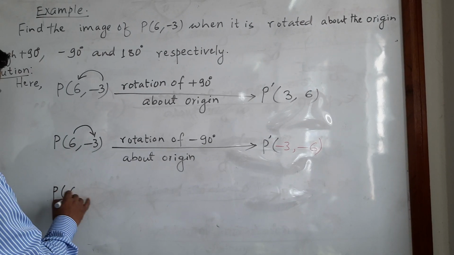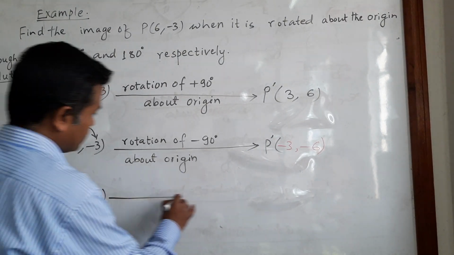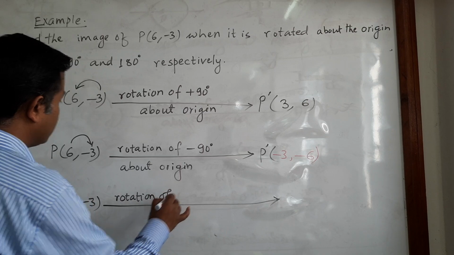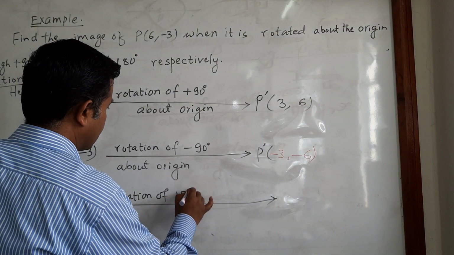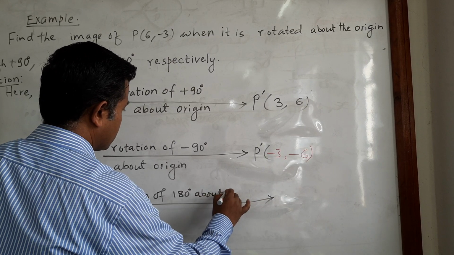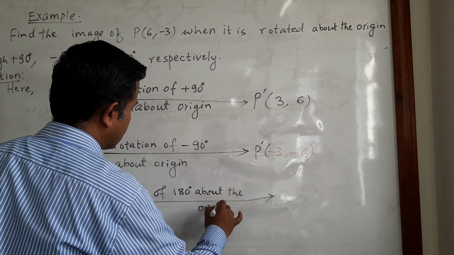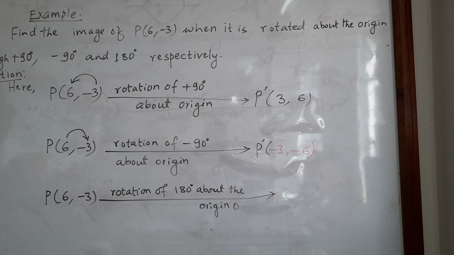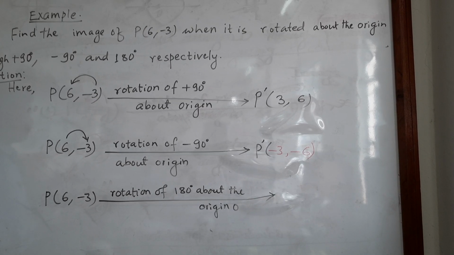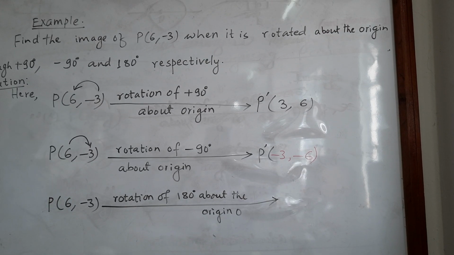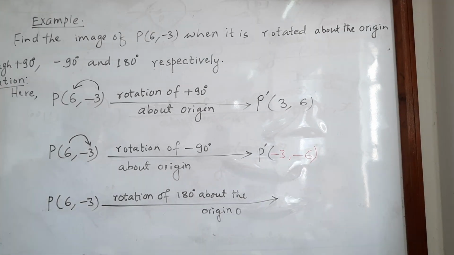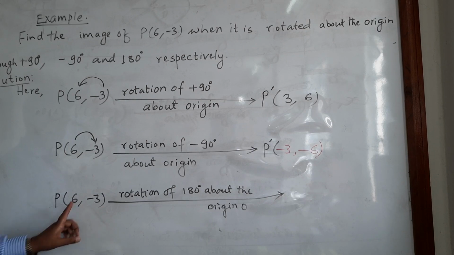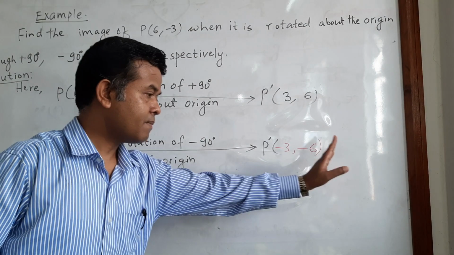Now again, the rotation of 180 degrees about the origin O. We will rotate this point (6, -3) through 180 degrees about the origin O. I have already explained that for 180 degree rotation about the origin O, both signs change. The image of (x, y) is (-x, -y).